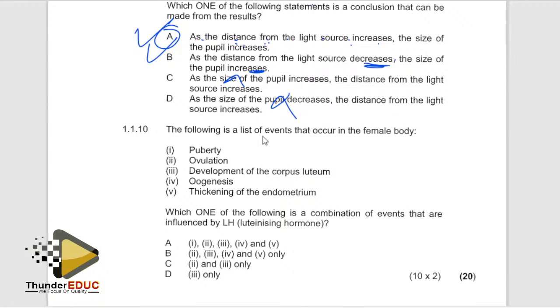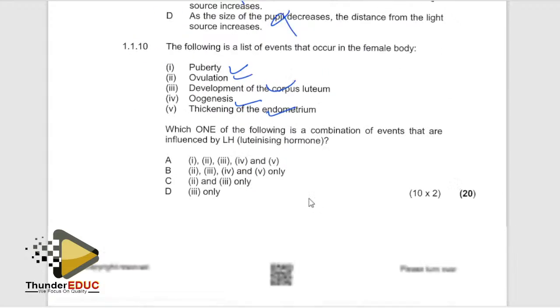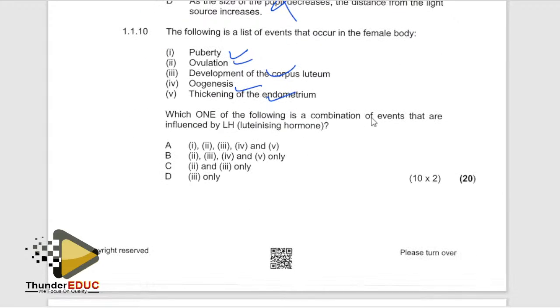The following is a list of events that occur in the female body. Okay, female body. Let's see what happens. Puberty, ovulation, development of the corpus luteum, oogenesis, and thickening of the endometrium. Which one of the following is a combination of events that are influenced by luteinizing hormone? We talked about this yesterday when we were talking about the function of luteinizing hormone. Don't go to the paper without knowing it. In this case, we have to look at two blades. Why? Because luteinizing hormone has two functions.